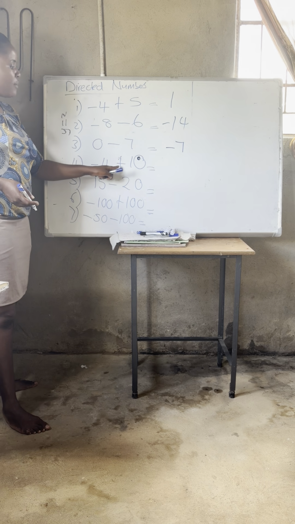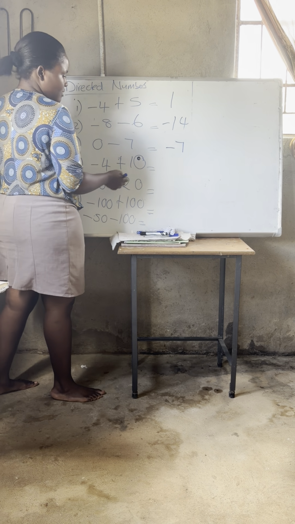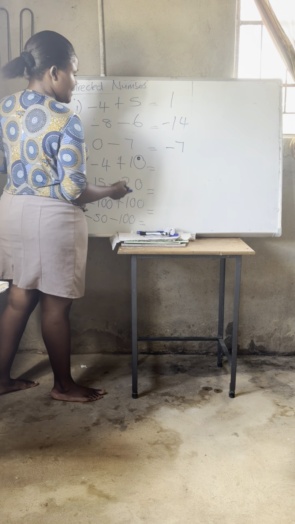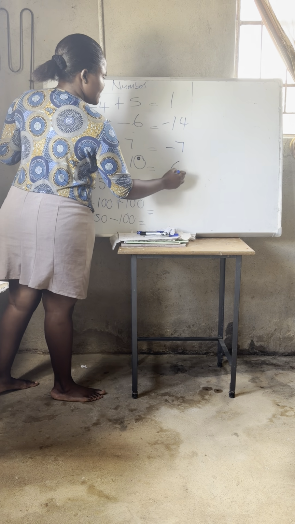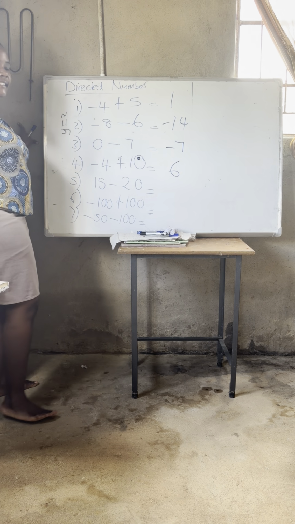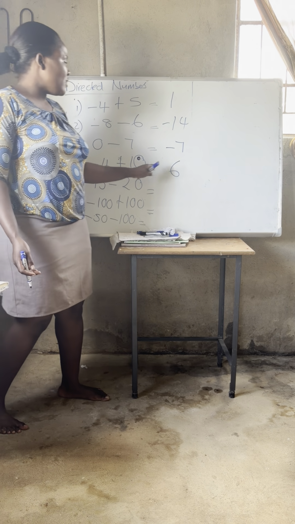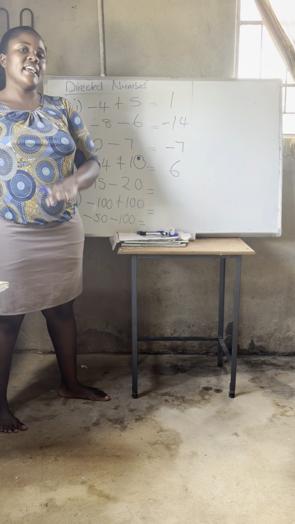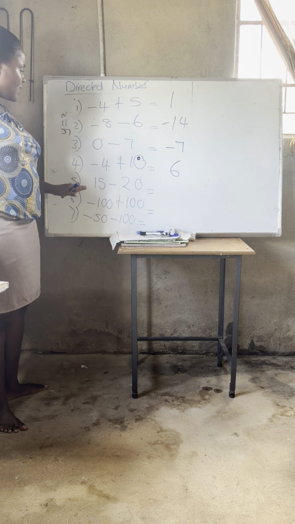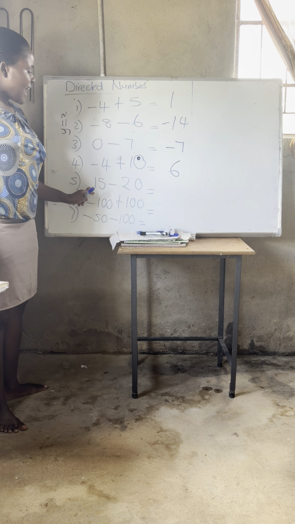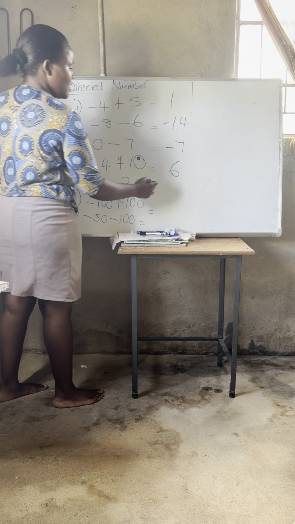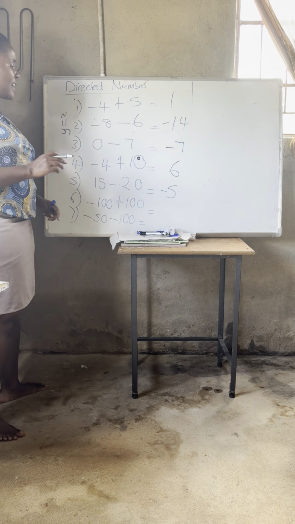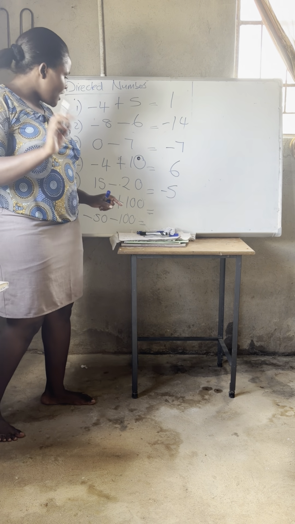Then negative 4 plus 10, the signs are different. So we subtract 10 minus 4, we get 6. The answer takes the sign of the bigger number. I said, even if you don't write the sign there, if there is nothing written there, it means the number is positive. 15 minus 20, signs are different. 20 minus 15, you get 5. The bigger number has a minus sign. The answer takes the sign of the larger.